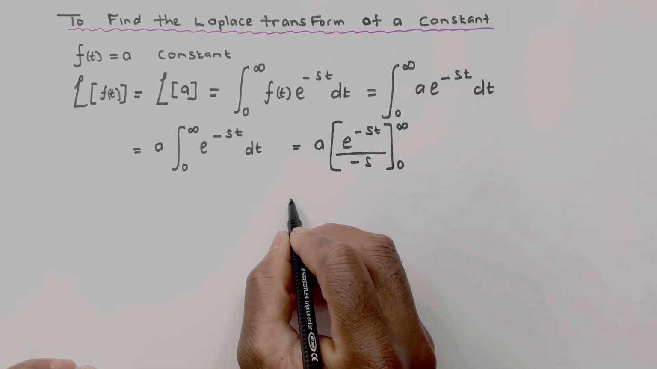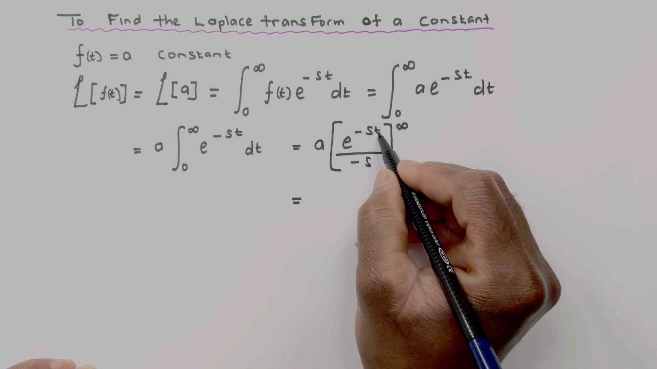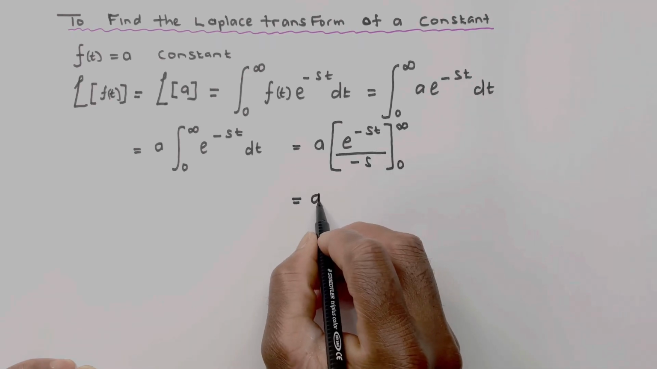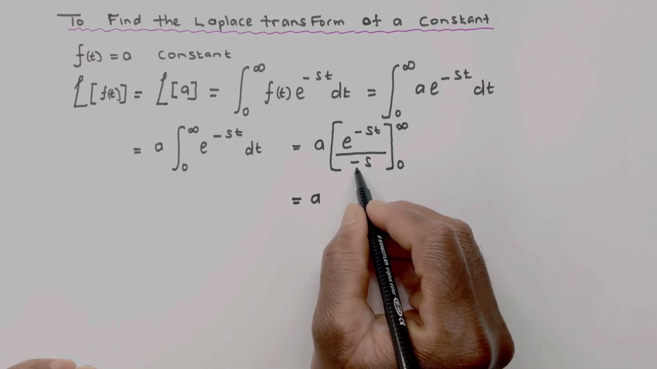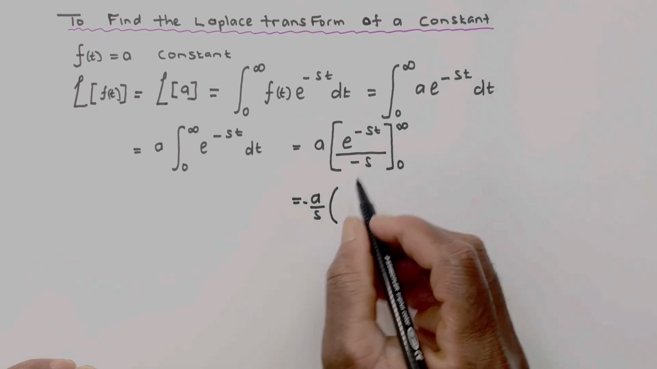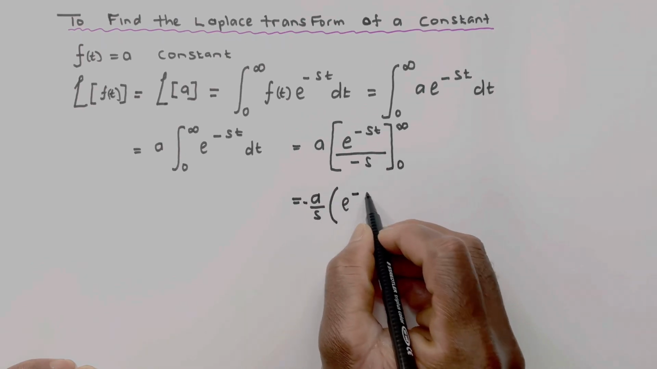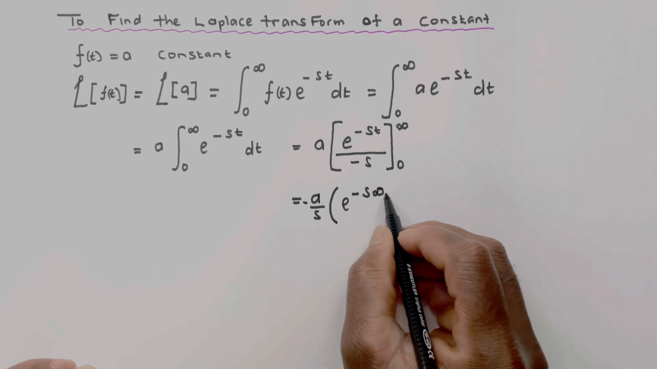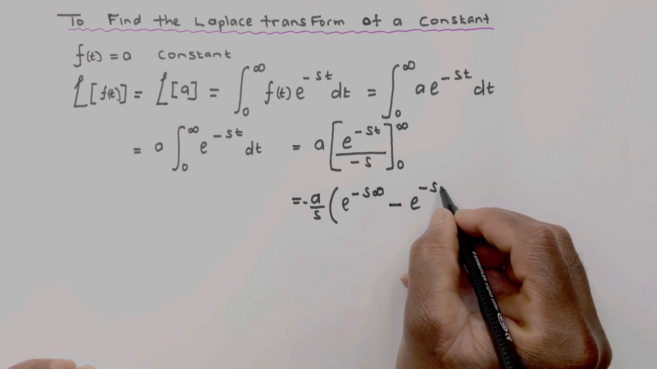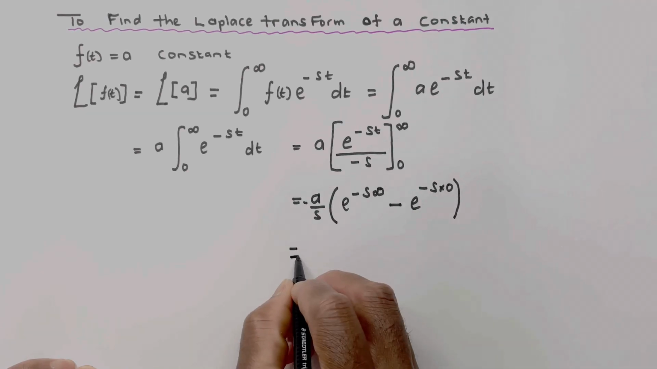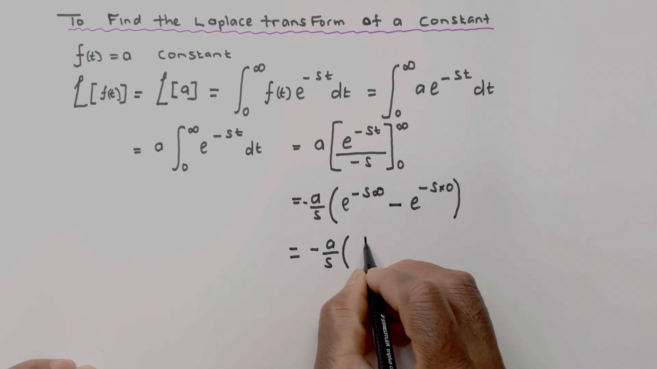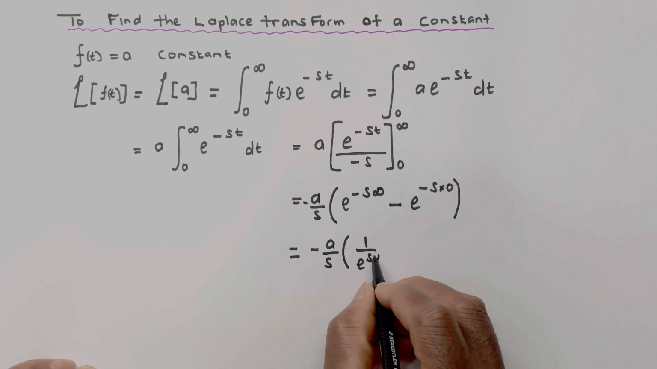And so we can then replace t with infinity and t with 0. So we have a, the constant, and we need to bring minus s out. So that'll be minus a over s. Let's do open bracket. We're going to have e to the power of minus s times infinity minus, we need to do it for 0 now, e to the power of minus s times 0, close bracket.